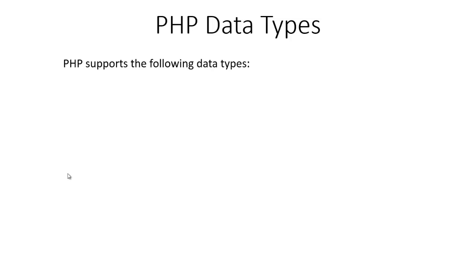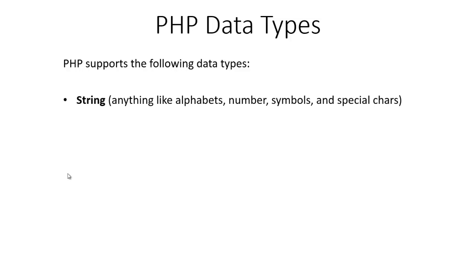The first one is the very basic one, which is a string. You probably know that a string is anything like numbers, symbols, alphabets, special characters, everything that you can write would be considered as a string. So it is the most common.